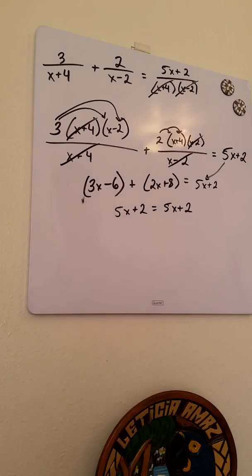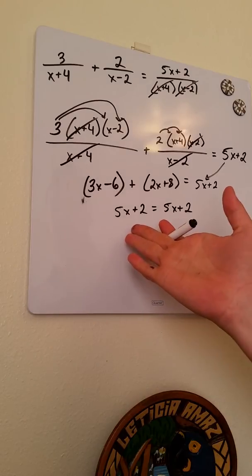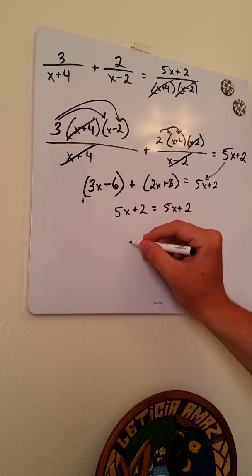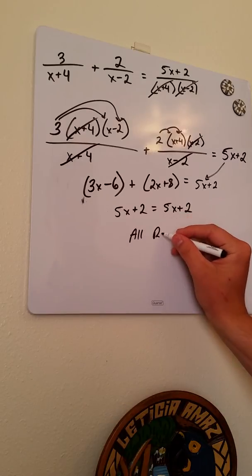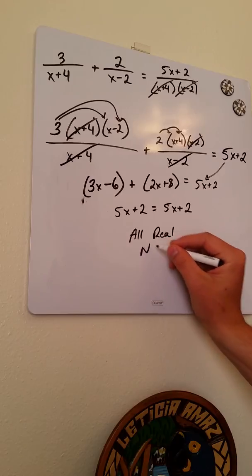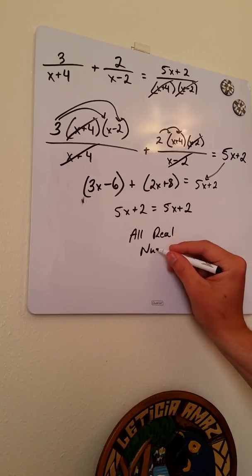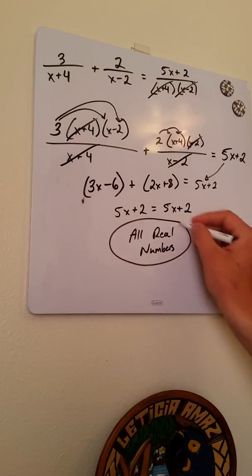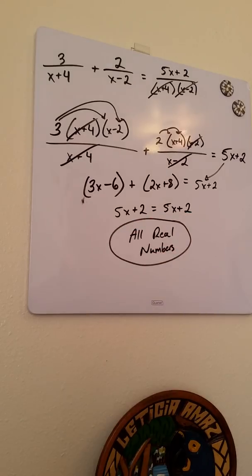And we can stop here because we see that the left side is identical to the right side. So that means that the solution to this rational equation is all real numbers. All real numbers will work in this equation.